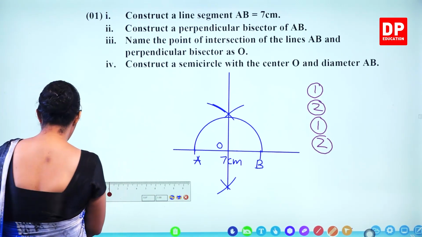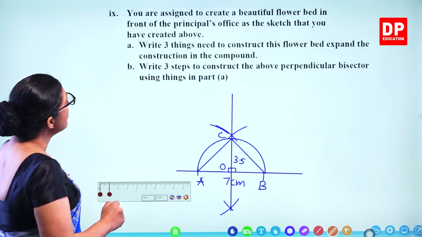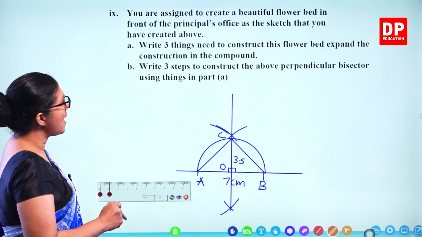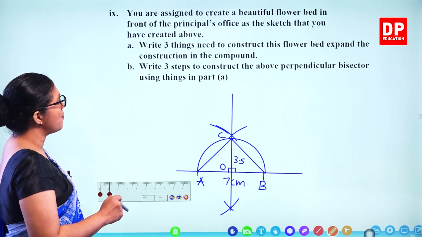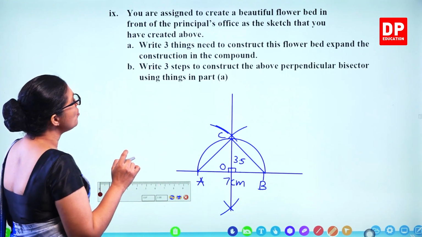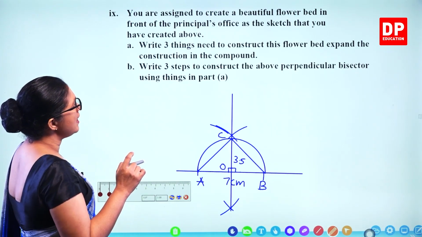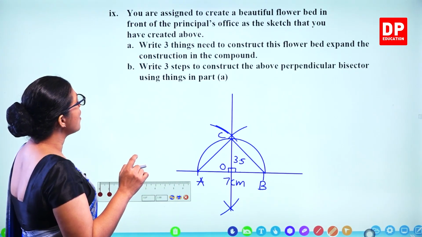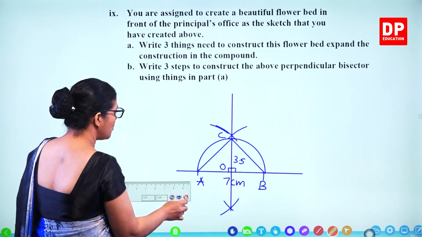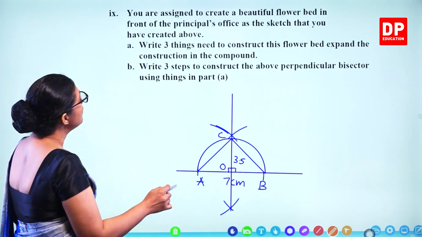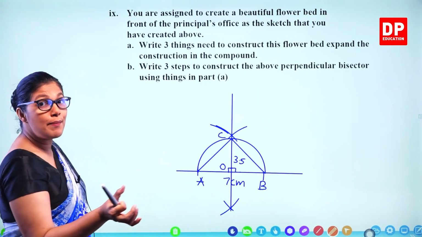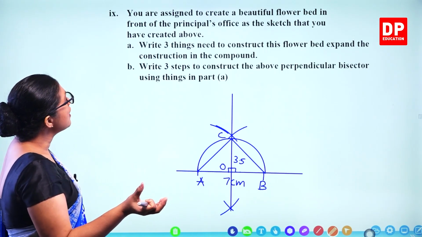So we have another part. You are assigned to create a beautiful flower bed in front of the principal's office as the sketch that you have created above. So this is the semicircular part. Write 3 things you need to construct this flower bed. Expand the construction in the compound. So what are the things that you need to know? Now this is just centimeter distance, so for an actual flower bed we have to think about a scale.